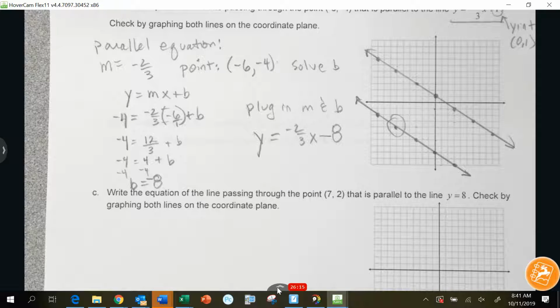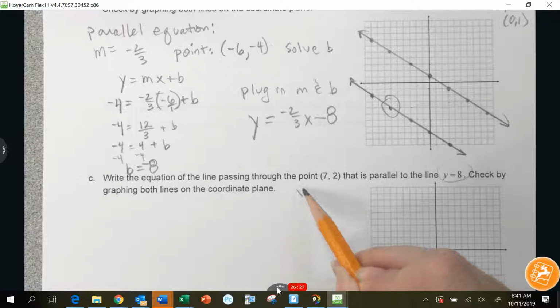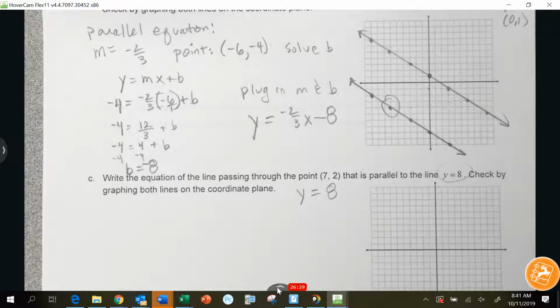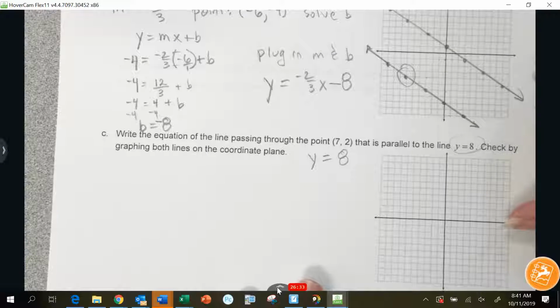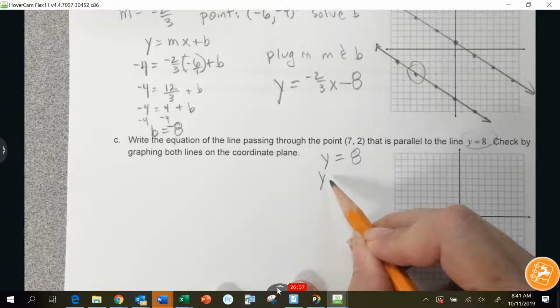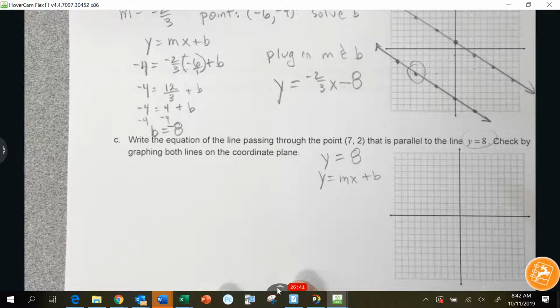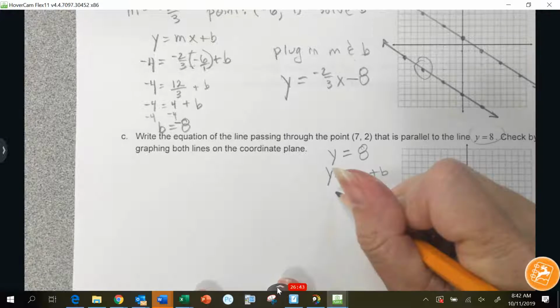All right, write the equation of the line passing through the point 7, 2 that is parallel to the line y equals 8. Check by graphing both lines on the coordinate plane. What is this y equals 8 thing? I do not think I gave you any of those in the reviews yet. This is in the form of y equals mx plus b, by the way. And the slope is 0. This one is slope 0.